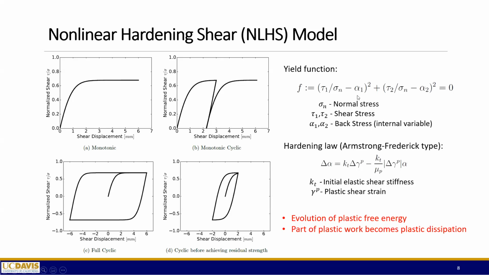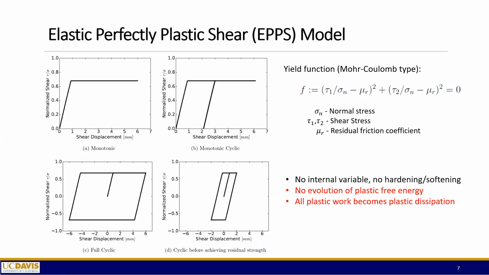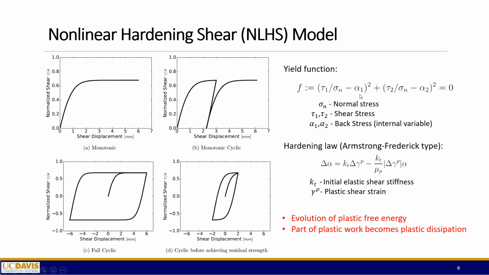So here is the yield function. The only difference, if you compare this one with the previous one, is that in this term we have the so-called residual friction coefficient, and this is a constant number that does not evolve with the material. But here in the second model, we have the internal variable, which is the back stress. Because we have the two shear directions, we have two back stress internal variables, or you can think about them as the two components of the back stress in the two directions. The evolution of those back stresses is controlled by the hardening law here.